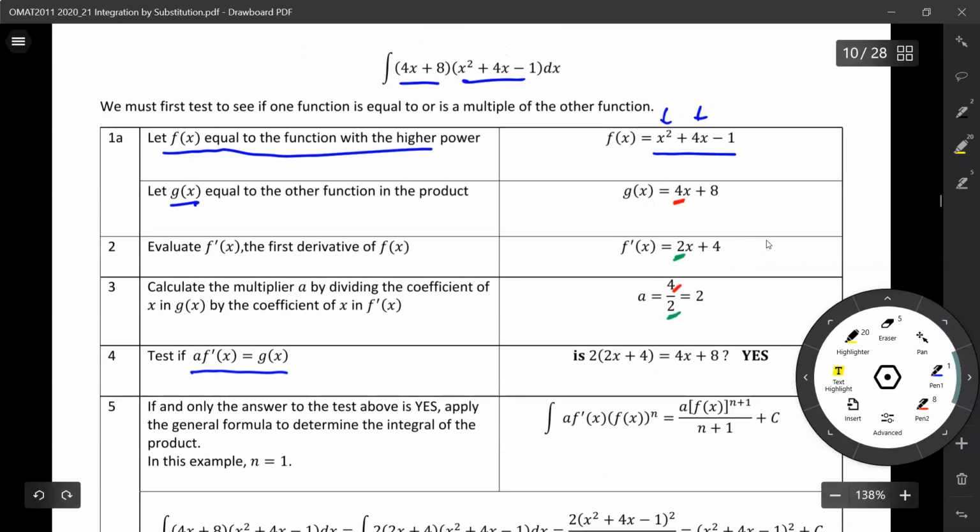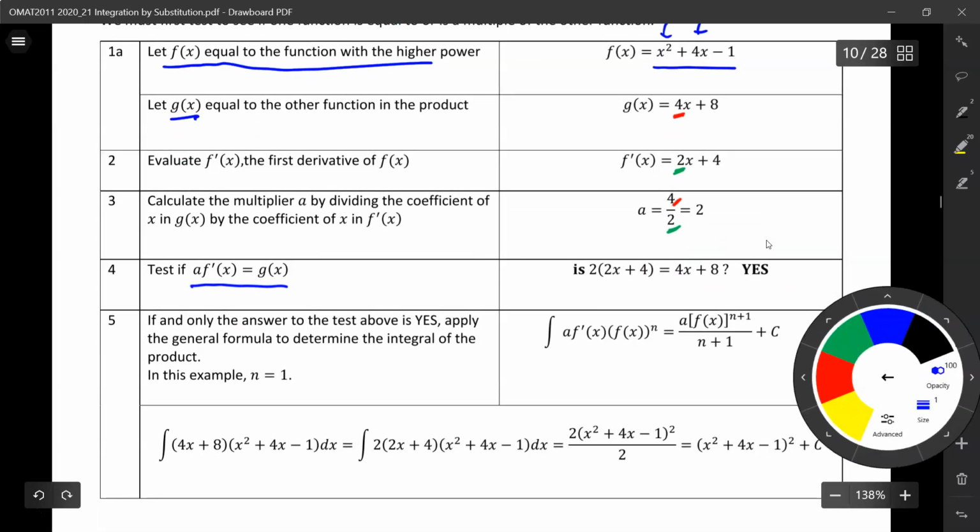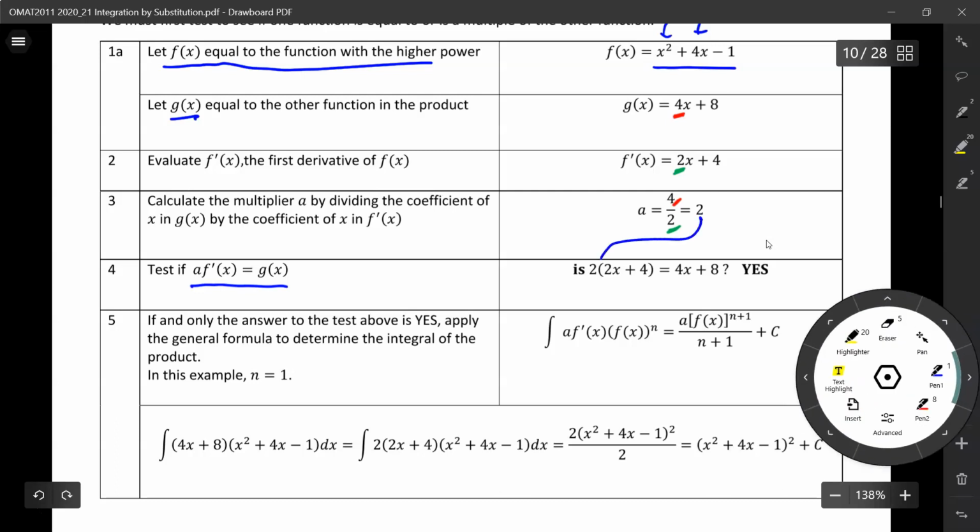That's asking, is the first derivative of the bigger function a multiple of the second term in the product? So you have a product here, you have term 1 and term 2. You're asking, is the first derivative of term 1 a multiple of term 2? We have a multiplier, we've worked it out here, so is 2 times the first derivative equal to the other term? Yes, it is. So once you've established that, I can use my rule.